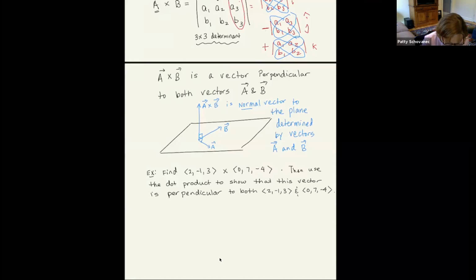Okay, so we're going to set it up as a determinant. So I'm going to put it down here with the cross between them so you can make sure that you pay attention to which one goes into which row.